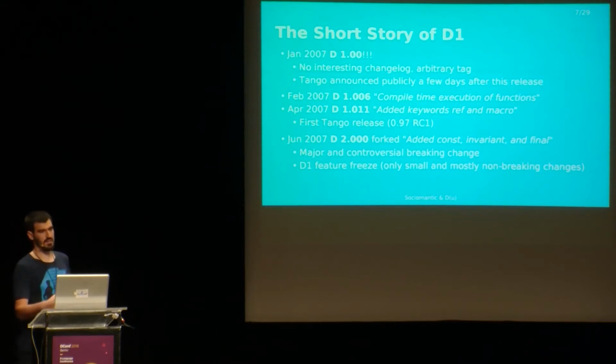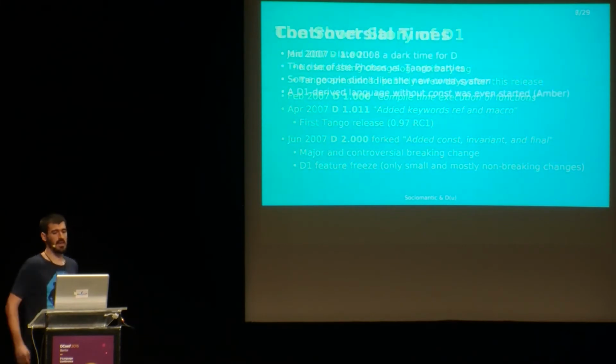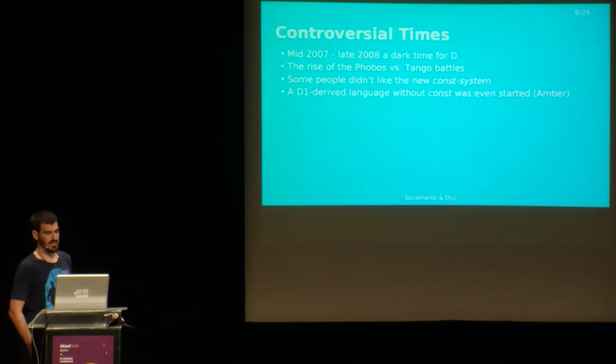So basically, we got a D1 version, which was feature freeze. So only bug fixes and no changes were getting in. There were, I think, a couple of minor breaking changes for fixing some bugs, but it was mostly quite stable. And this was kind of a controversial time for D. So between mid-2007 and late 2008, this is when the Tango versus Phobos battles began, and there was this real split of the community, because a lot of people really hated the const system.